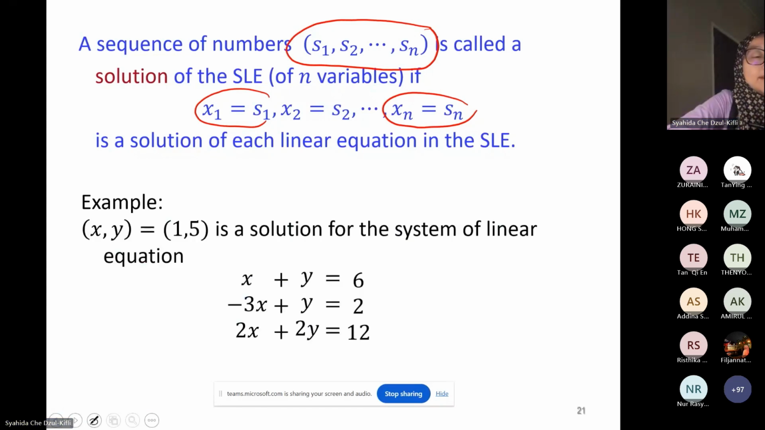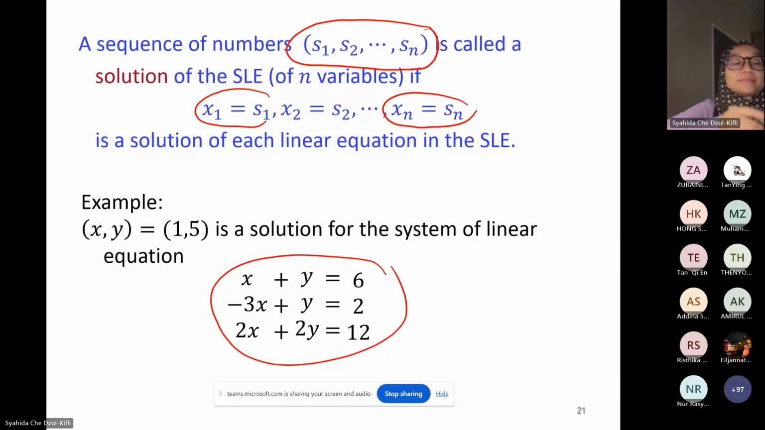And this is another example. You may check, we have a system of linear equations here, and you may check this is one of the solutions for the system of linear equations: x equal to y and y equal to 5. And all of these three equations are satisfied.